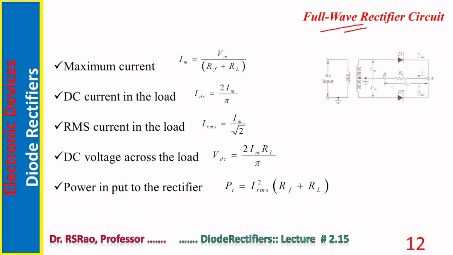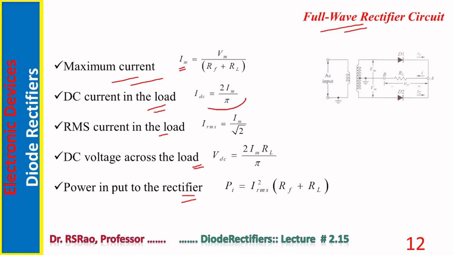Certain parameters pertaining to the full wave rectifier circuit. Maximum current is Vm by (Rf plus RL). Usually it is indicated by Im. DC current is 2Im by pi. RMS current is Im by root 2. DC voltage is 2Im RL by pi. Power input to rectifier is I square RMS times (Rf plus RL).